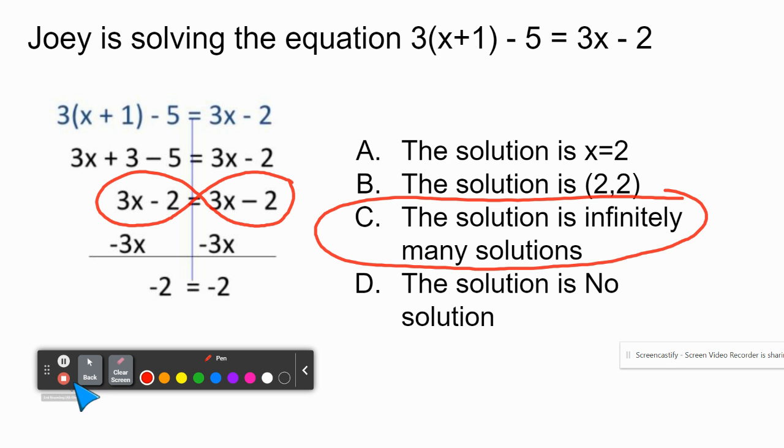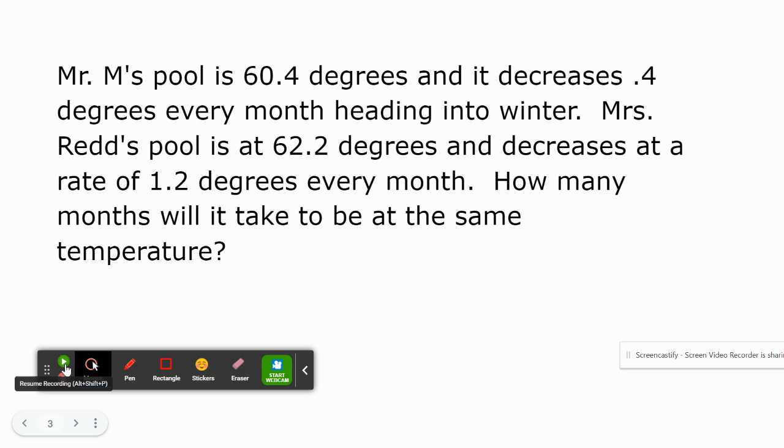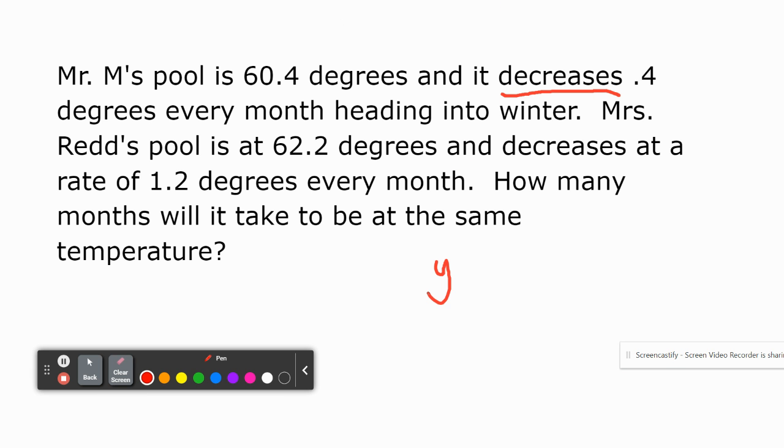All right, let's go. Let's keep it going. So now, I'm not going to do this problem at all. I'm just going to read it to you guys. Mr. M's pool, we've seen this one before, right? It's 60 degrees, and it is decreasing. So when you're setting up equations, remember you're setting up equations like this, y equals, and if it's decreasing, it'll be a negative slope, all right?